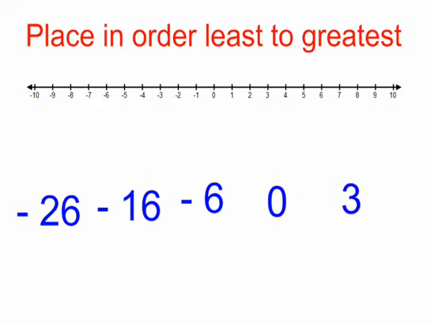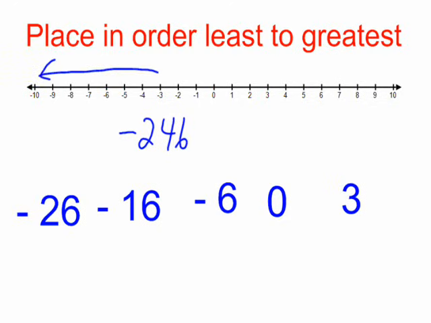So that's one way that you can order integers. Just remember the larger the negative number, negative 246, the smaller the number. The further you go out this way on the number line, the smaller the number.